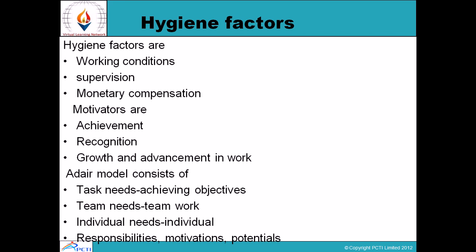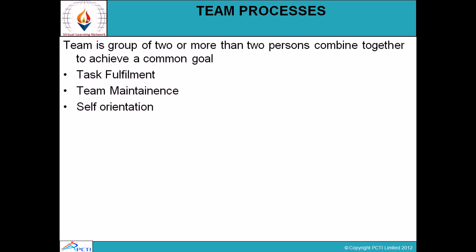The Adair model consists of task needs: achieving objectives. Team needs: teamwork. Individual needs: responsibilities, motivations and potentials. Team process. A team is a group of two or more people who combine together to achieve a common goal. So team process includes the fulfillment of the task, maintenance of the team, and self orientation.